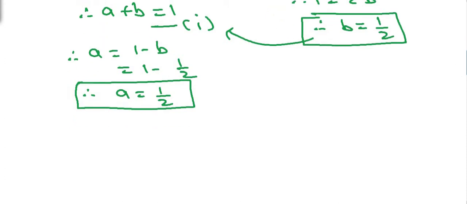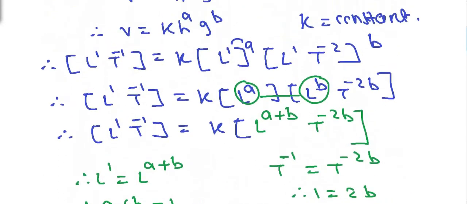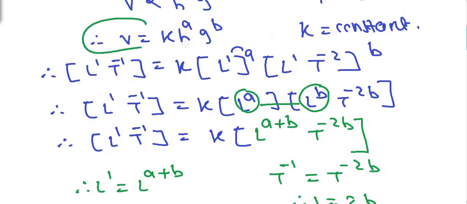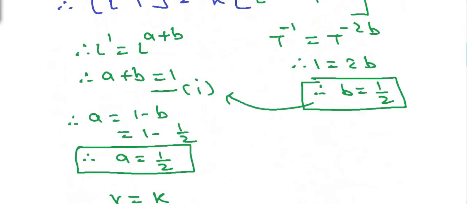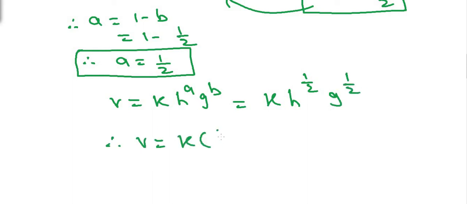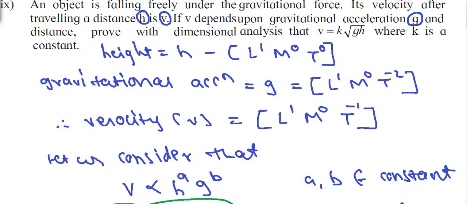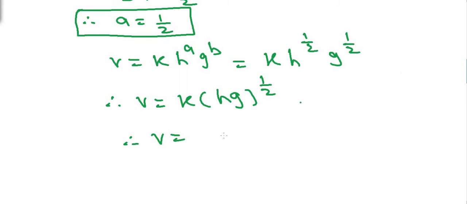Now the proportionality that we have considered is v is equal to k into h raised to a and g raised to b. So k into h raised to a g raised to b is equal to k into h raised to half g raised to half. We can write this as k into hg raised to half. Now raised to half is the square root, and therefore finally we can write it in the required form as v is equal to k under root gh.